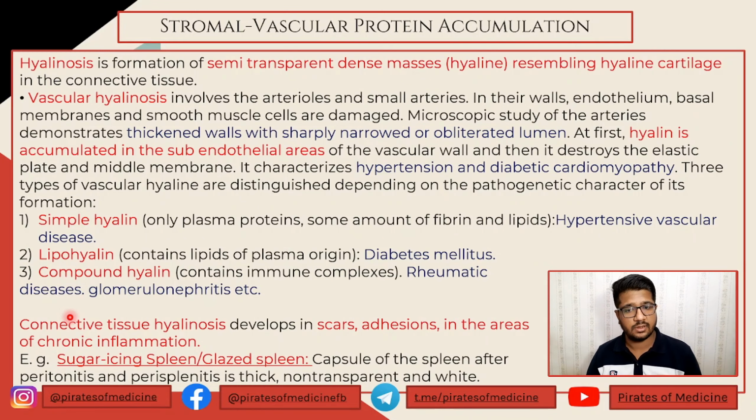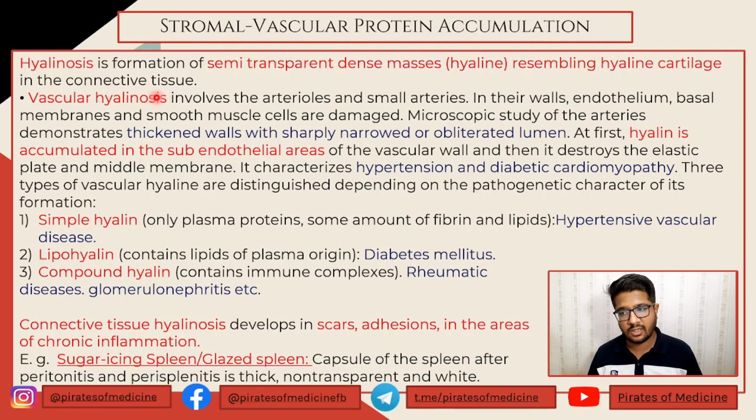Then we have hyalinosis. Now, hyalinosis is different. Hyalinosis is the formation of semi-transparent dense masses of hyaline which resemble hyaline cartilage in connective tissue. Why is it semi-transparent? Basically, the refractive index of these hyaline tissues is similar to the connective tissue stroma in which they accumulate, which gives the appearance of semi-transparency. And this refractive index is seen in hyaline cartilage, which is why the hyaline cartilage is named so. So this appearance of hyaline cartilage, where the hyaline cartilage shouldn't be, is called hyalinosis.